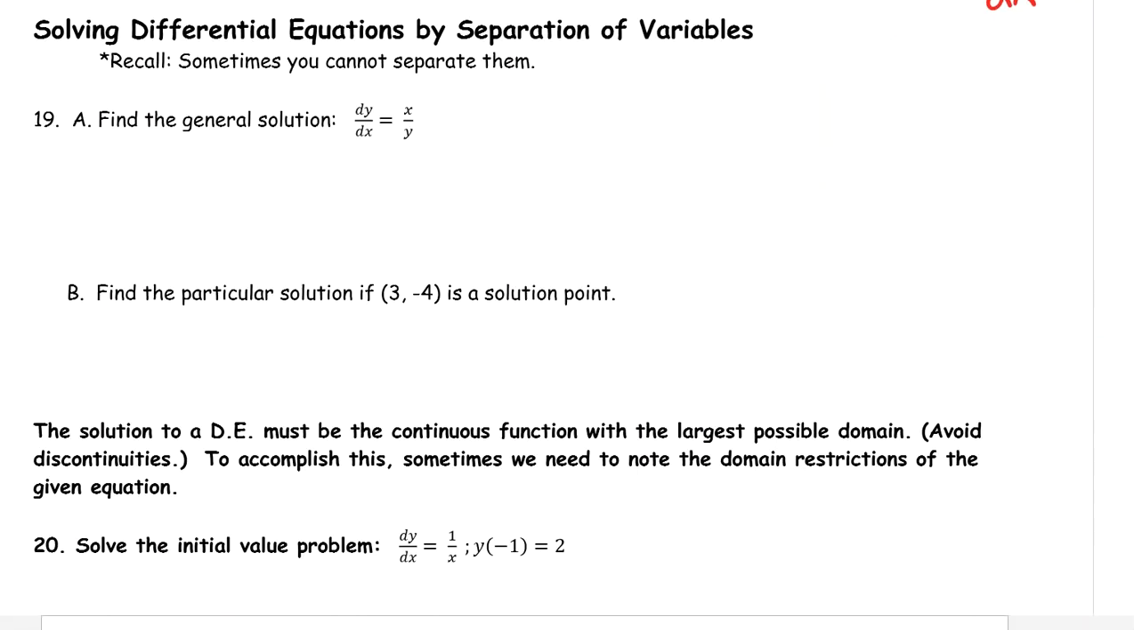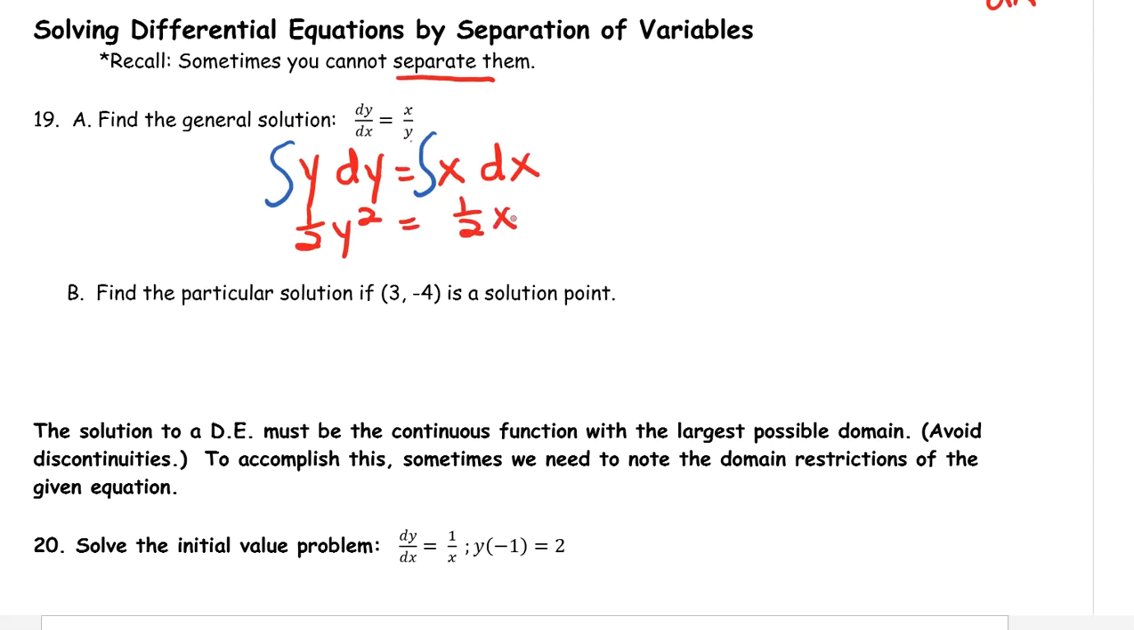How did we solve differential equations algebraically? Well, if it was possible, we solved them by separation of variables. Not always possible, but if you have products and quotients that you could separate. So we multiply y to the opposite side to keep it with the dy, and we move the differential dx to the right-hand side, and then remember that we integrate to find our antiderivatives. So we would have 1/2 of y squared and 1/2 of x squared.